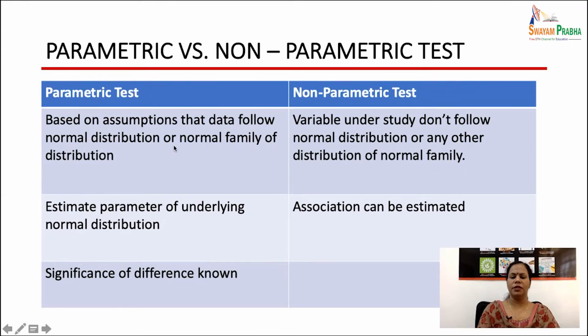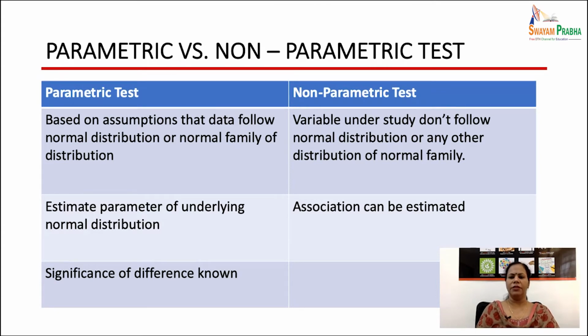Parametric tests are based upon assumptions that data follows normal distribution. If your data is following normal distribution, if you plot and form a frequency polygon, then it should follow a bell-shaped curve. Then it means your data is following the normal distribution, and you can go for the parametric test. It also helps in estimating the parameters of the underlying normal distribution. So different parameters of the population can be calculated through the parametric tests, and through this we get to know about the significance of difference also, that whether there is a significant difference in different outcome variables or not.